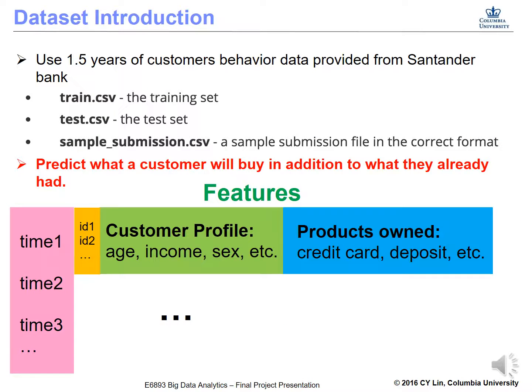We got the training set, the test set, and the sample submission file from Kaggle. And we use this 1.5 years of customers' behavior data provided by Santander to predict what a customer will buy in addition to what they already had. So you can see that the customer's data is firstly grouped by time, and in each time slot, every customer has an ID followed by all his profile and the products he owned.